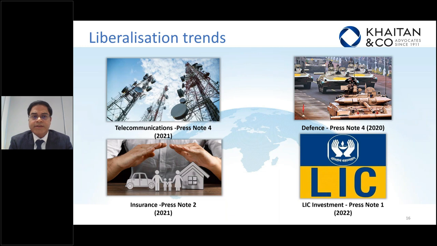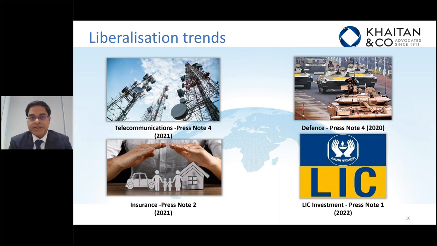Now, some of the liberalization trends which we have seen recently, as I mentioned in the previous slide as well: the government is open to foreign investment and is trying to allow foreign investors in even some of the key sectors. For example, telecommunication was under the government approval route until 2021, but the government opened up this sector, and today 100% foreign investment is allowed in the telecommunication sector without any government approval. Similarly, the defense sector, which was partially under the automatic route and partially under the approval route, now has the cap increased from 49% to 74% under the automatic route, and beyond 74% up to 100% under the approval route.